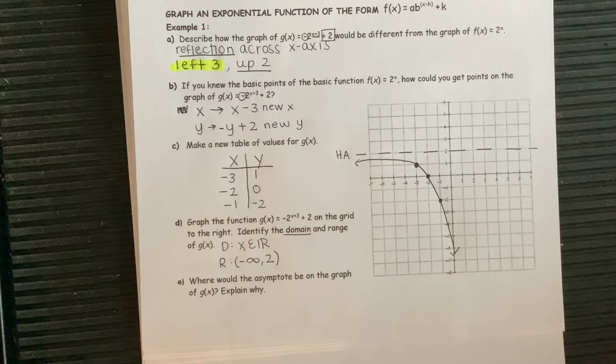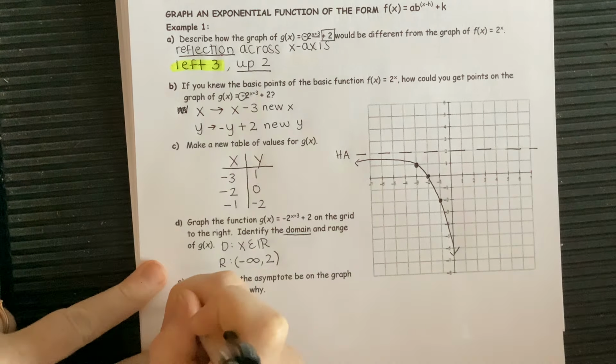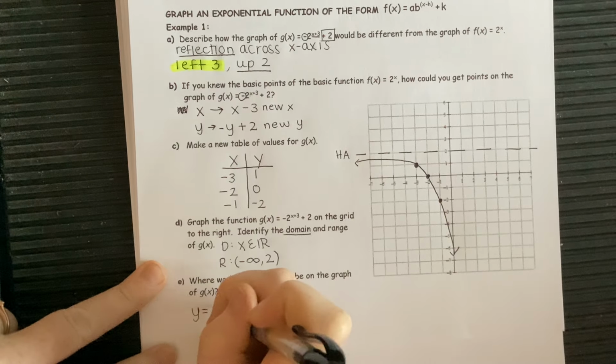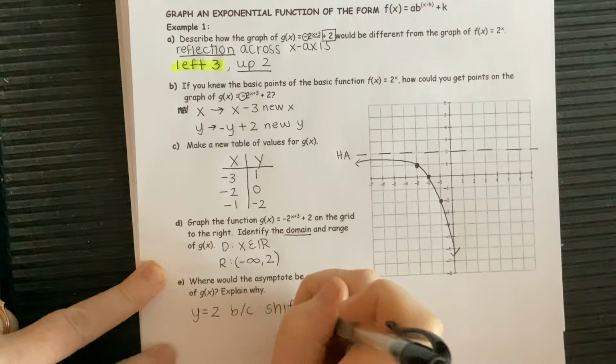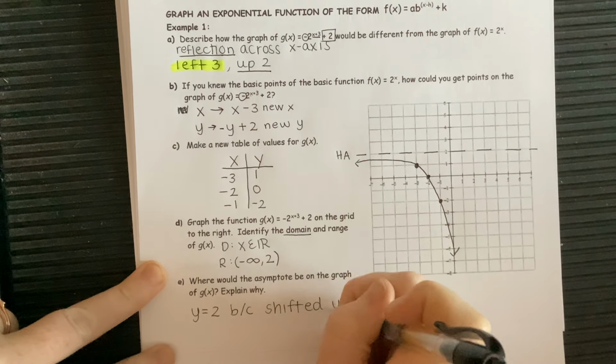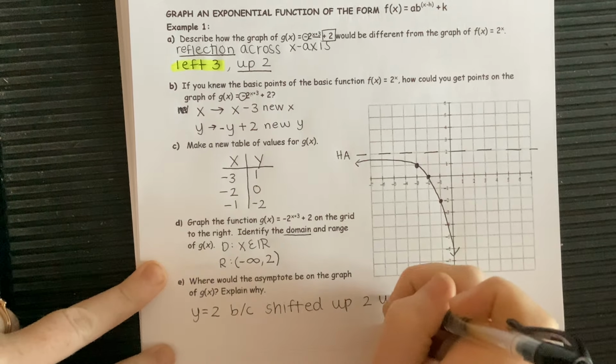And then it says where would the asymptote on the graph be and explain why. It would be at y equals 2 because we shifted up 2 units.